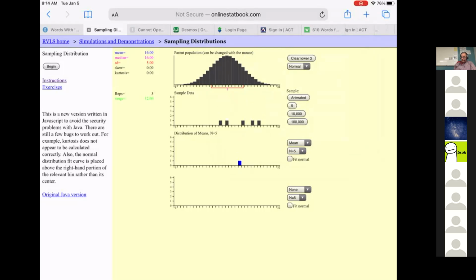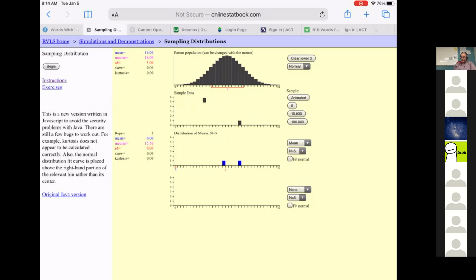So when we talk about a sampling distribution, I wish there was some way I could point, but it's that blue dot down there. It's going to be the number of blue dots. So let's see if I animate 5 more. There's my next sample. There's those 5, there's the mean of those 5.